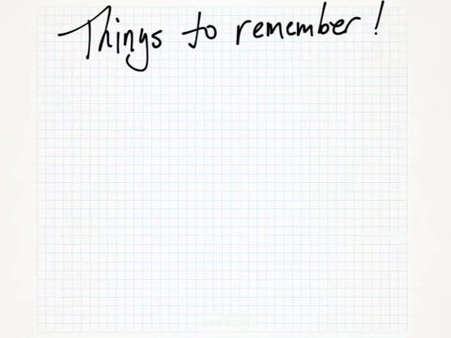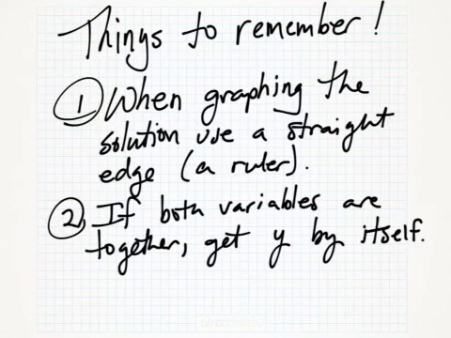So when doing this, two things to remember. If you are graphing, make sure you use a straight edge or a ruler or something that's going to give you a nice straight line. Do not hand sketch. And if both variables are together, get the y by itself. That's pretty much standard procedure.